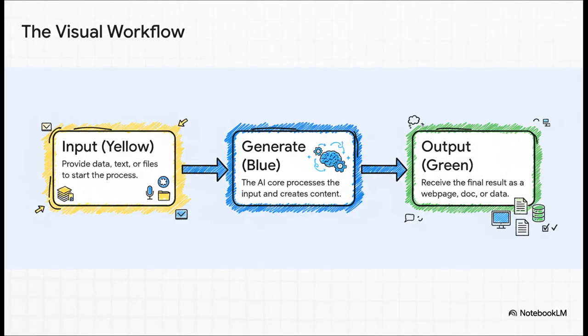When you're building an Opal, it's actually a super simple visual three-step process. First, you've got the yellow input node. This is where you put your stuff, your data, your text, your files. Then you connect that to the blue generate node. This is the brain of the operation where all the AI magic happens. And finally, that connects to the green output node, which gives you your result. It could be a web page, a document, whatever you've told it to create.